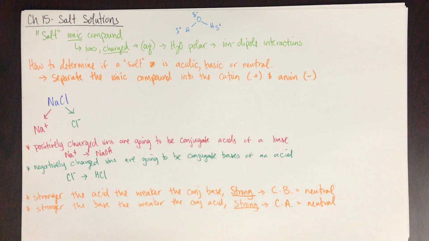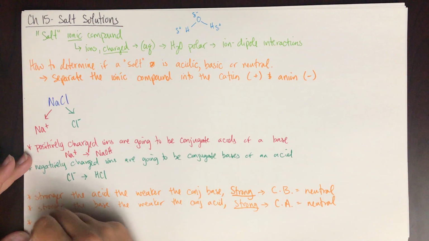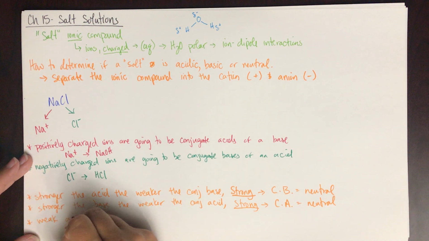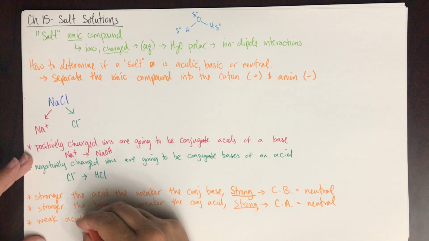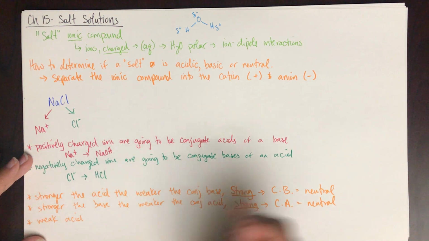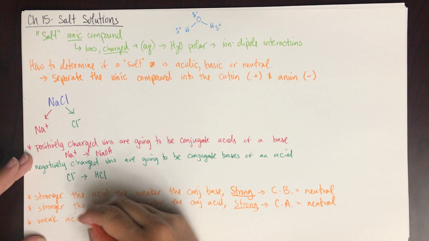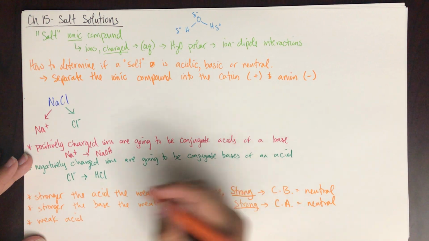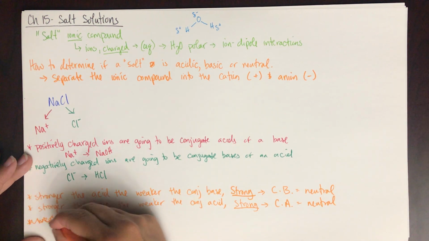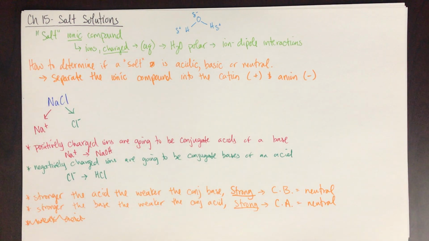If you had a weak acid, I'll just write this out, the conjugate base would be a weak conjugate base. A weak acid, I'm not going to write that on this slide. We'll get to that in a minute. Just let's look at this as an example.